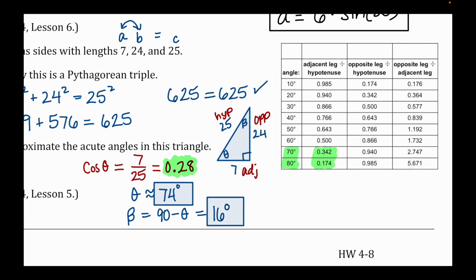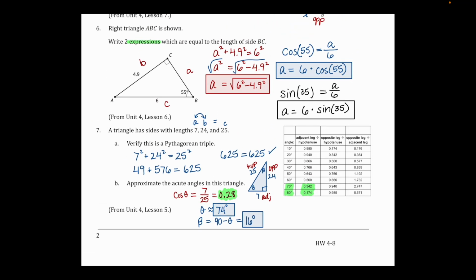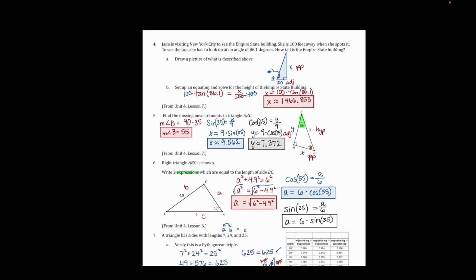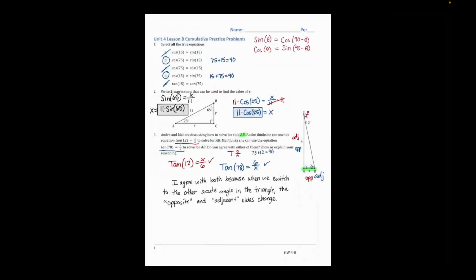And again, as long as your numbers are in between 70 and 80 for the larger angle, and then the smaller one is in between 10 and 20, and as long as they add up to 90, you should be good. So that's all for this homework assignment. Hopefully watching this helped you with some of these questions. And yeah, this has been the Unit 4, Lesson 8 Cumulative Practice Problems for Illustrative Math Geometry.